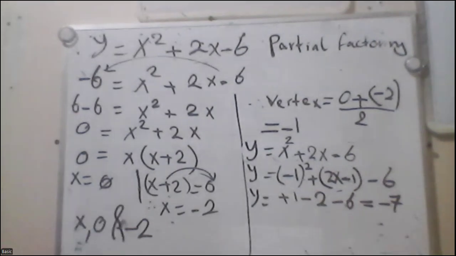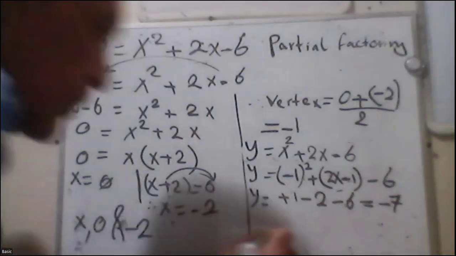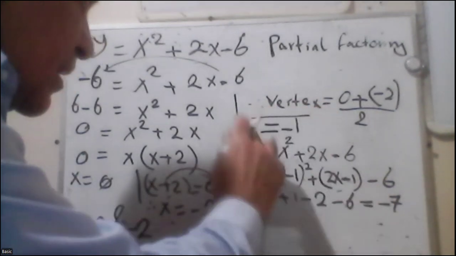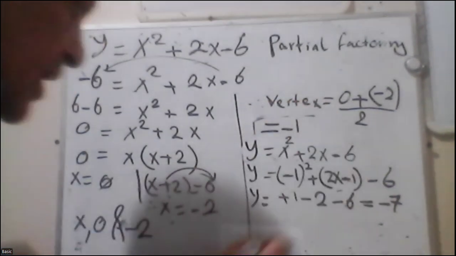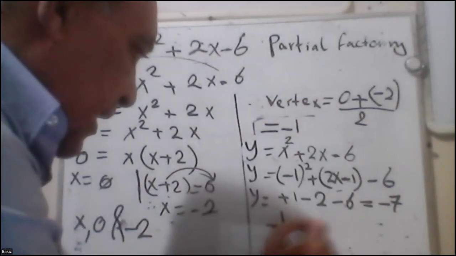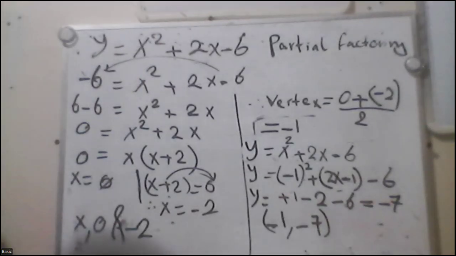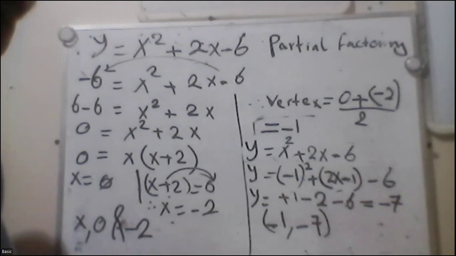So I have the point now of the vertex. The vertex point will be x is minus 1. So here I have the point, minus 1 and minus 7. I have the vertex point is minus 1 and minus 7, as you can see here.